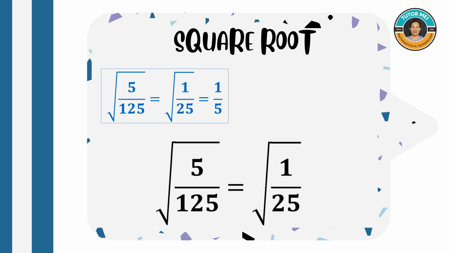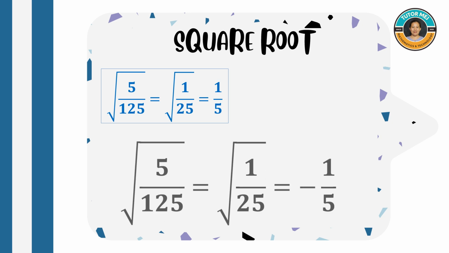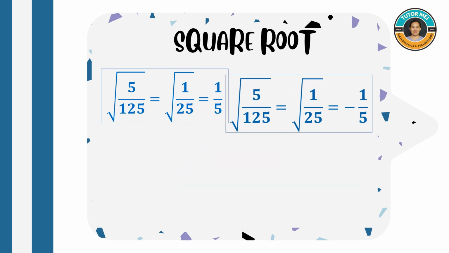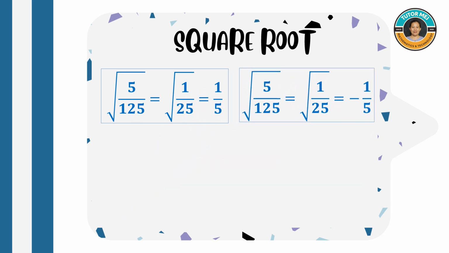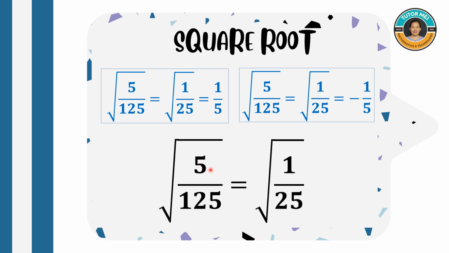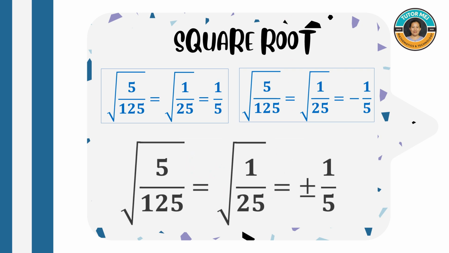Square root of 5 over 125 may also be equal to negative 1/5. Therefore, square root of 5 over 125 is equal to plus minus 1/5.